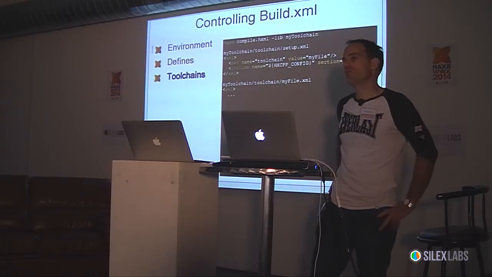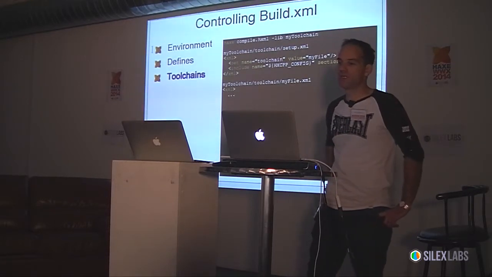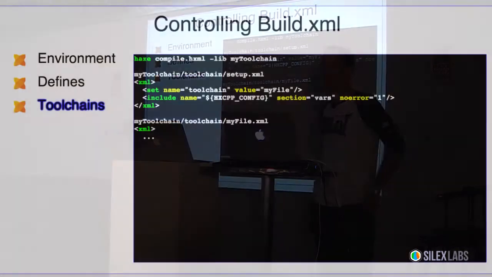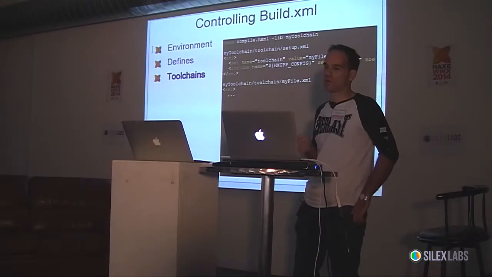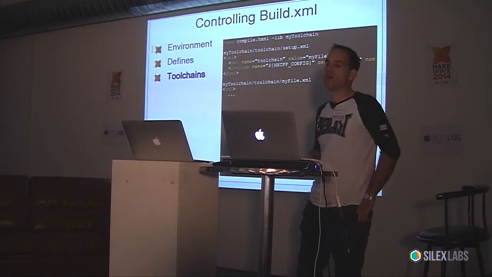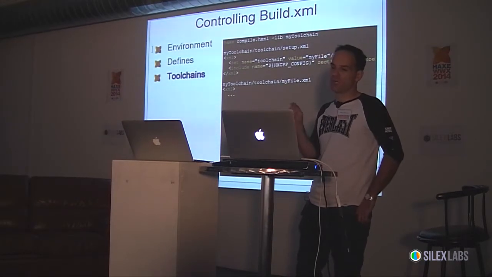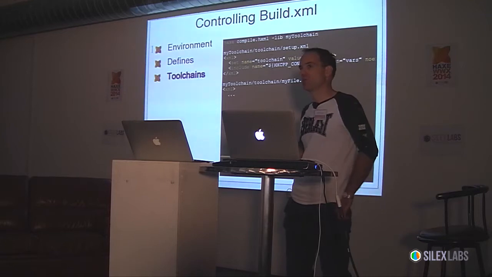And a new facility we've added is the ability to pull in a toolchain/setup.xml file from within your Haxe class path. Typically, your Haxe class path will get set with the -lib command. So you could have your own toolchain, compile your Haxe code with the -lib toolchain, and that will go in and look for this setup.xml file and use that in preference to the one that comes with the HXCPP compiler.